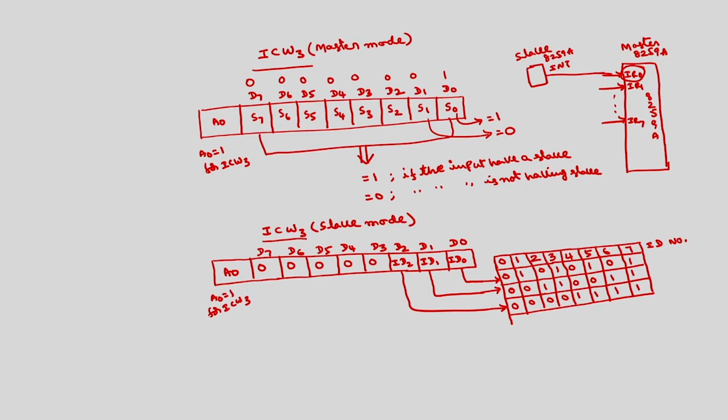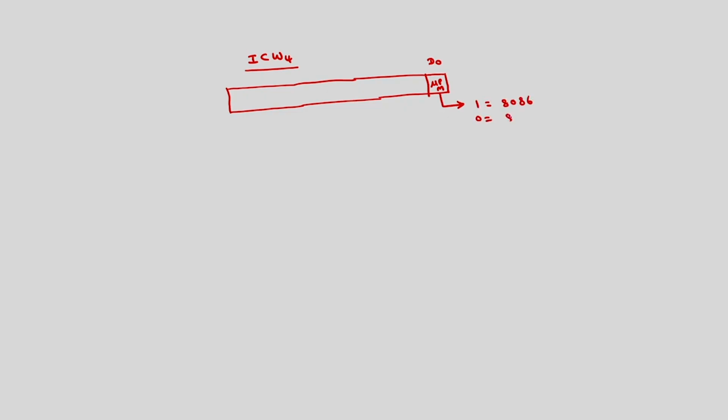Now, going to the ICW4. The format of ICW4 is, we have 8 bits and A0 will take an additional bit. This D0 bit will be the microprocessor mode. So, this will be 1 for 8086 and 0 for 8085.